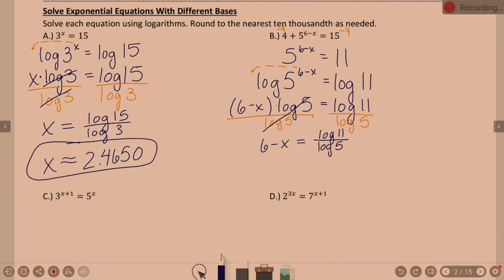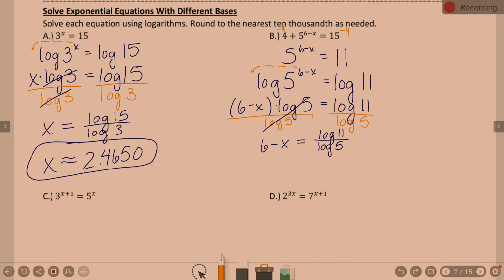How would you like to solve for x from here? Okay, one option is to subtract 6, and then we'll have to do something with the negative, yes? The other option, which like Autumn, I think you would probably do this, you could add the x, and then you can take this log 11 over log 5 and subtract it as a value. Okay? Again, lots of different ways to do this problem.